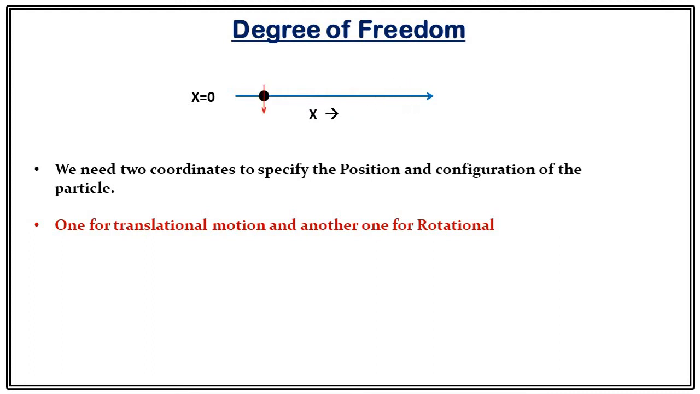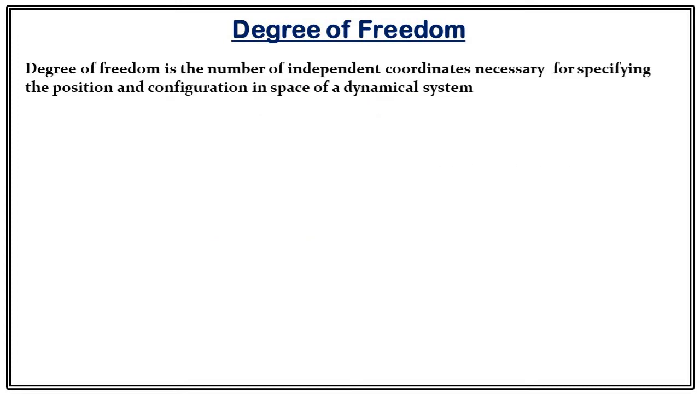Okay. So that's how you can understand how many coordinates we need to specify the position and configuration of a particle. Now think in terms of gas. A gas consists of many particles which can have translational motion, rotational motion, vibrational motion, anything. Okay. So now we are in a position where we can define the degree of freedom. What is degree of freedom? Degree of freedom is the number of independent coordinates necessary for specifying the position and configuration in space of a dynamical system.